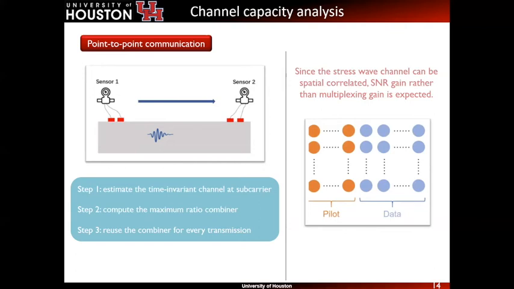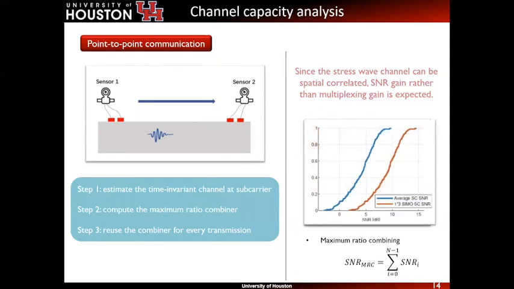And in step 2, based on the estimated channel, a single input multiple output combiner can be derived. In this work, we use the maximum ratio combining, MRC, to test the result. As is known to all, MRC increases the signal-to-noise ratio by summing up every individual SNR. In this figure, you can see the cumulative distribution function shows a nearly 5 decibels SNR gain compared to the average signal-to-noise ratio.